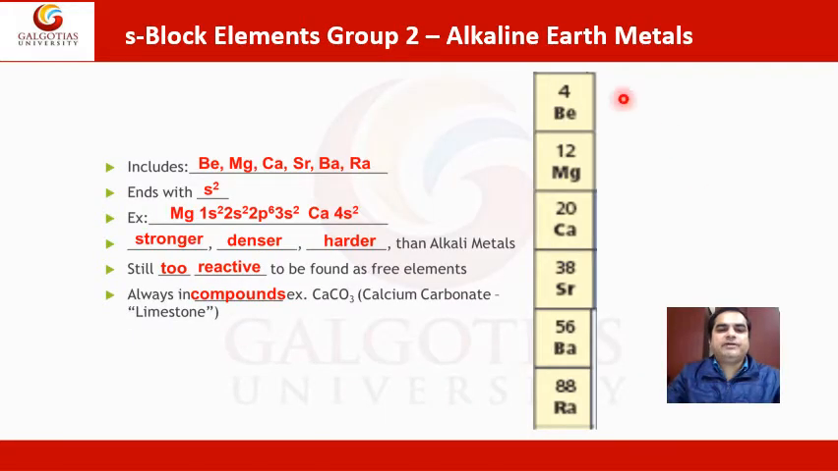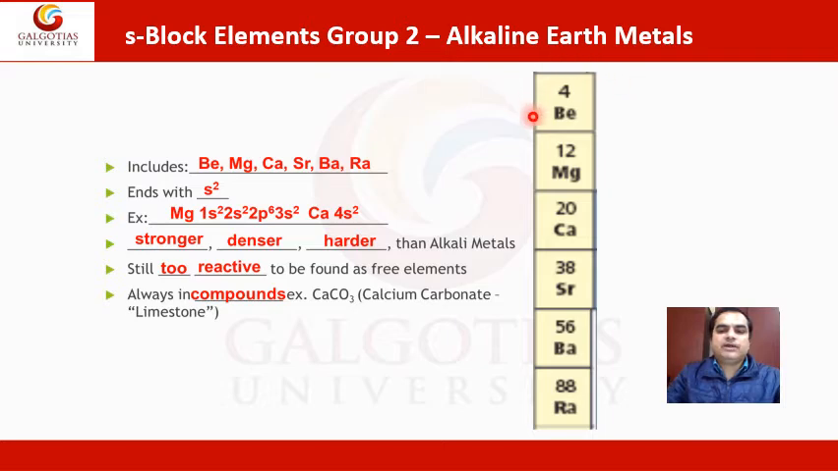Now, in this slide, we will discuss the s-block elements of group 2, which are also referred to as alkaline earth metals. We have the following elements in group 2: beryllium, magnesium, calcium, strontium, barium, radium. These are the elements of the alkaline earth metals, group 2 of the s-block in the periodic table. They end with the ns2 configuration.